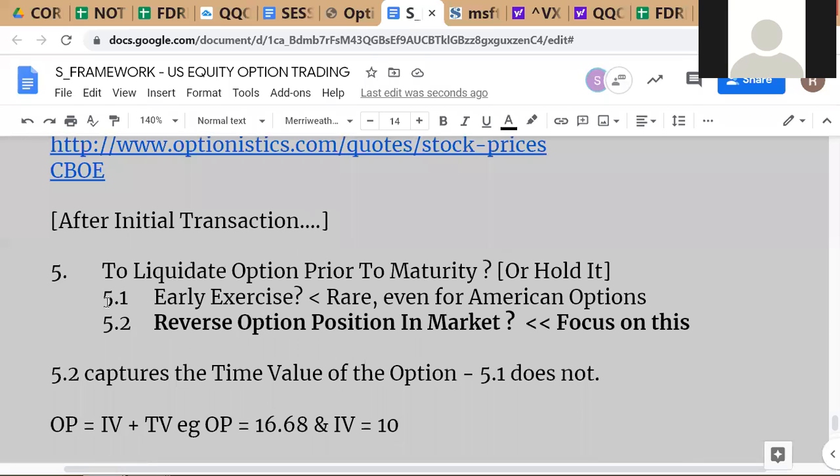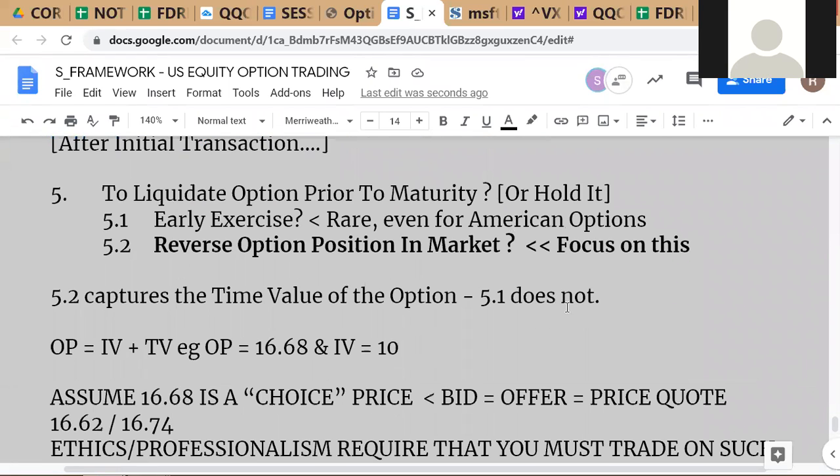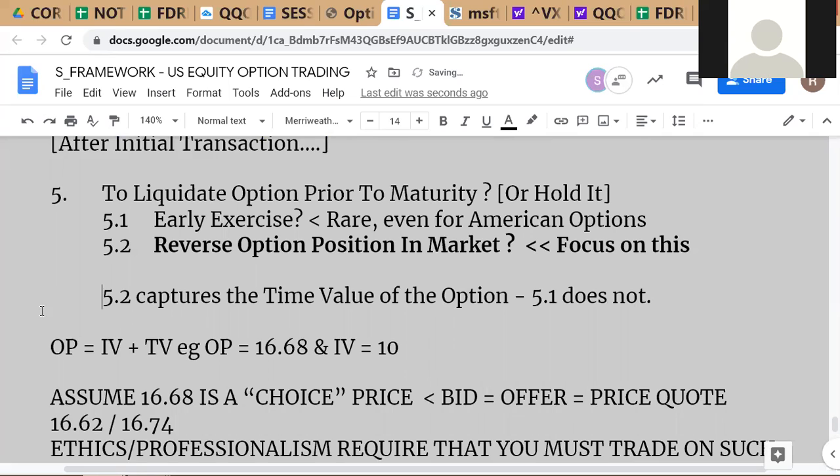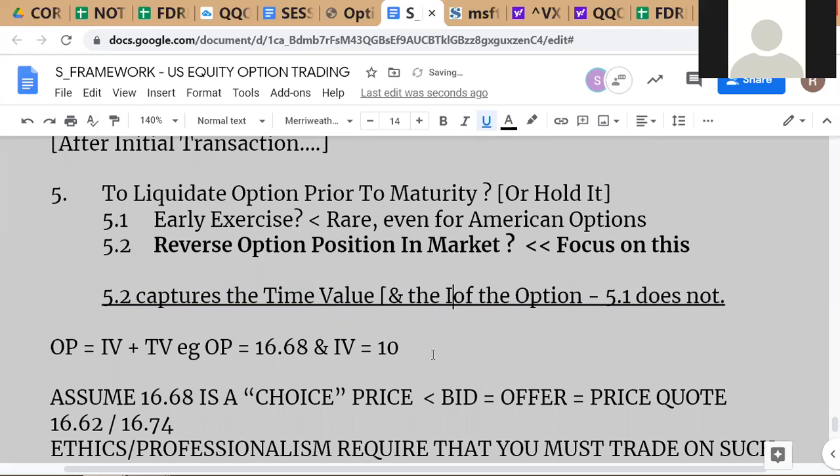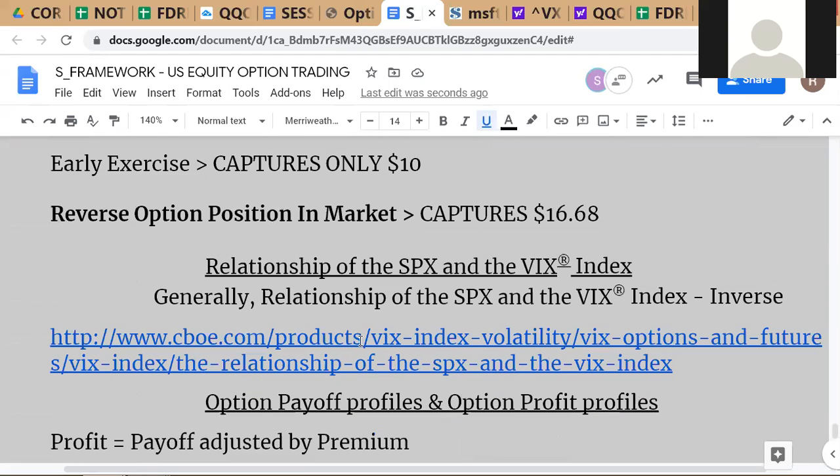So you have to learn this theory, that even for American options, people don't exercise early, because by exercising early, you lose the time value. Okay, that's basically the thing. This is the point that I was trying to drive home. If you do this, you capture the time value and the intrinsic value of the option, whereas early exercise captures only the intrinsic value. So that's a point to understand here.